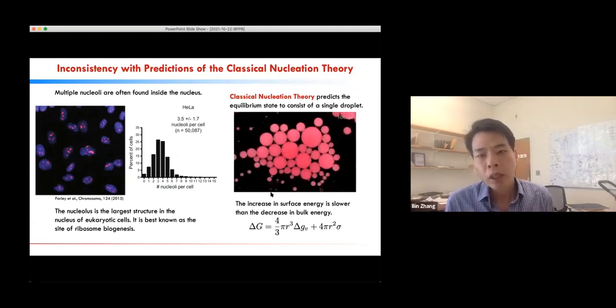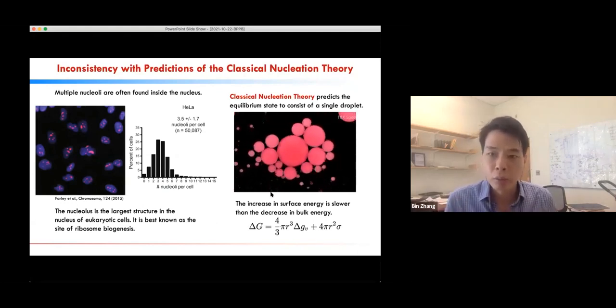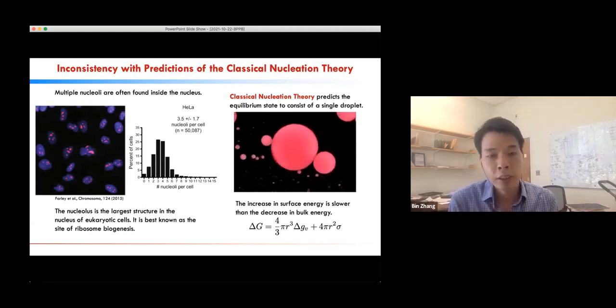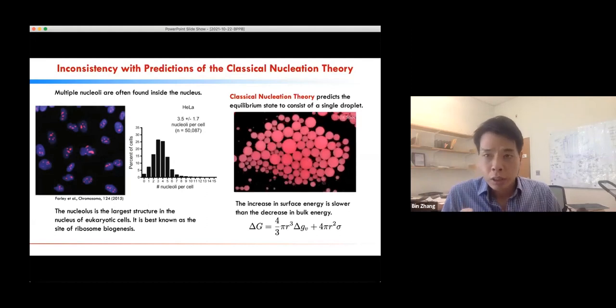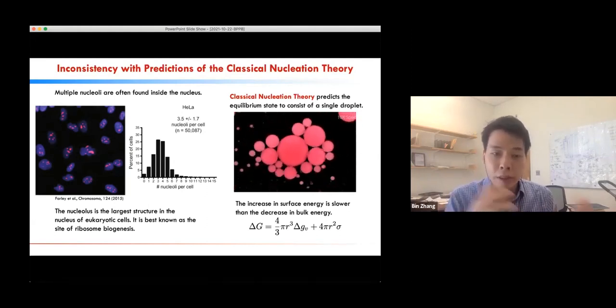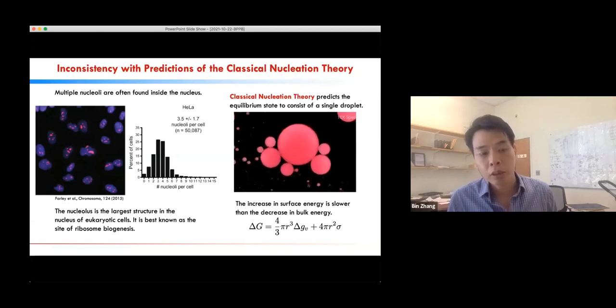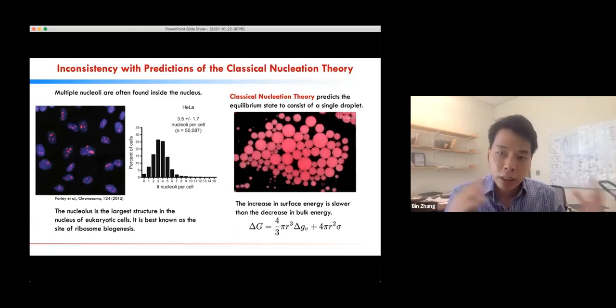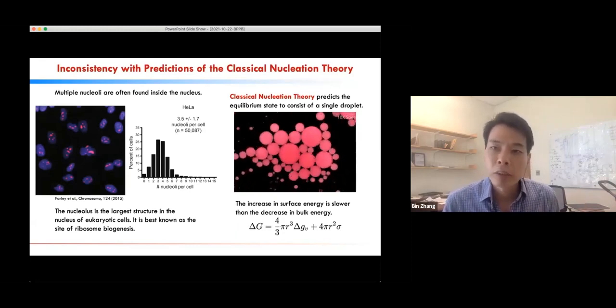So then the obvious question is what drives the inconsistency between experiment and theory, and what is so special about the nucleus environment that stabilizes an apparent multiple droplet state over the entire cell cycle. These are the kinds of questions that we would like to understand better with computational modeling.